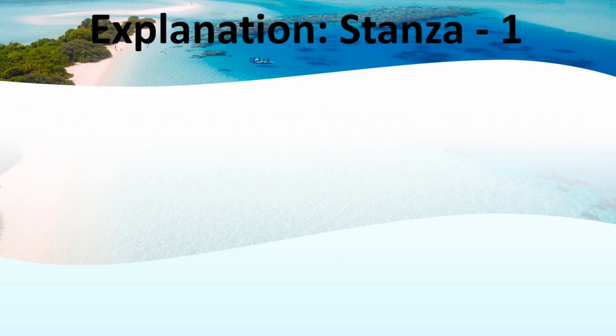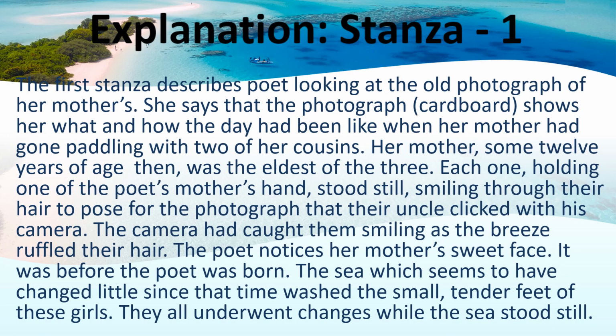Paraphrasing. The first stanza describes the poet looking at the old photograph of her mother. She says that the photograph shows her what the day had been like when her mother had gone paddling with two of her cousins. Her mother, some 12 years of age then, was the eldest of the three. Each one holding one of the poet's mother's hands, they stood still, smiling through their hair to pose for the photograph that their uncle clicked with his camera.